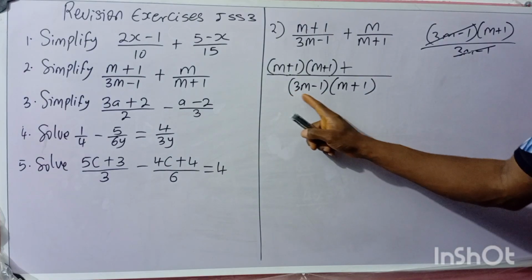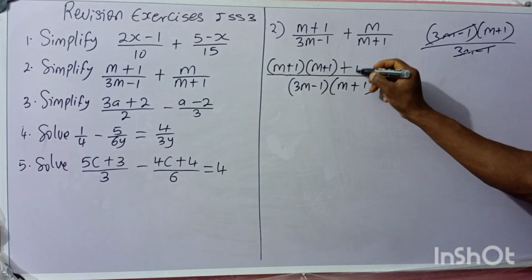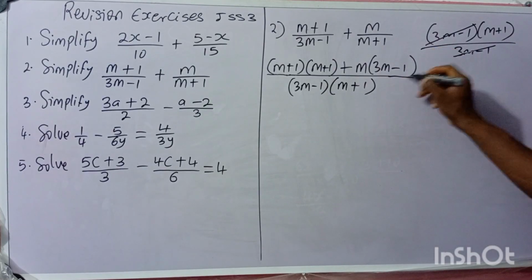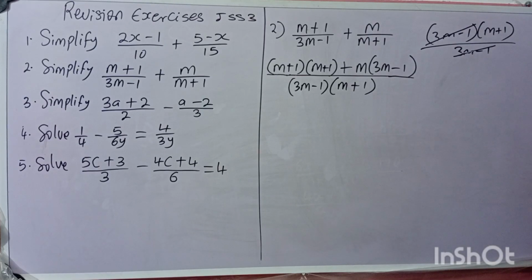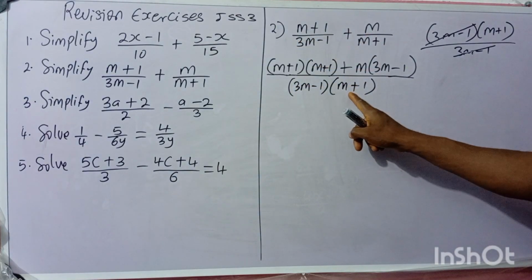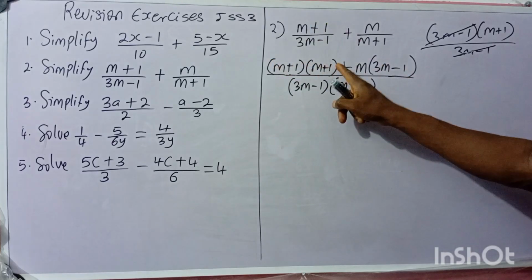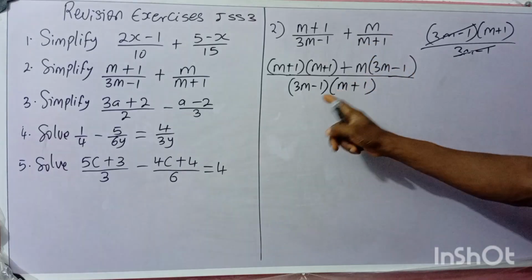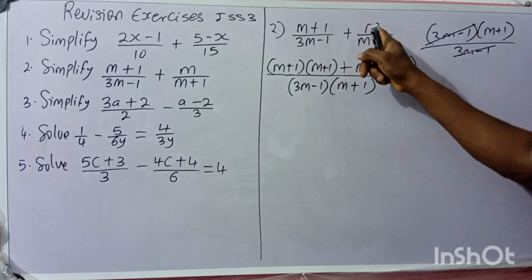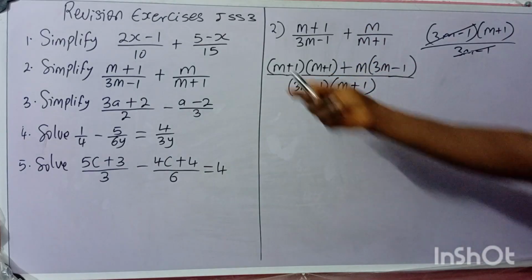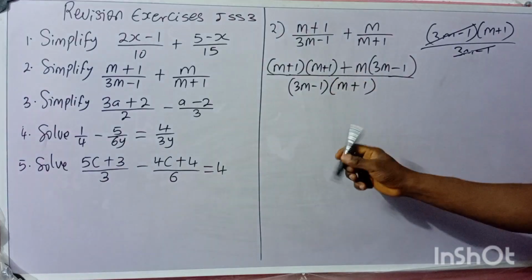So what is left? 3m minus 1 times m will give us m(3m minus 1). That is exactly what we do in opening the bracket now. I repeat again, the LCM divided by the first denominator leaves us with m plus 1 times m plus 1, which is exactly what we have here, plus then the LCM divided by m plus 1, cancel m plus 1, you are left with 3m minus 1. 3m minus 1 times m will be m(3m minus 1). So let's now open the bracket. This one is more of an expansion.